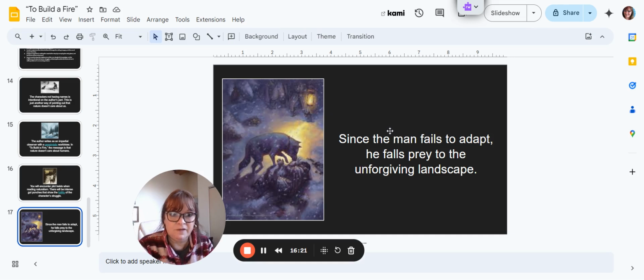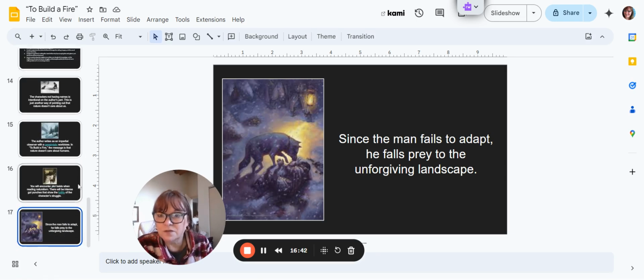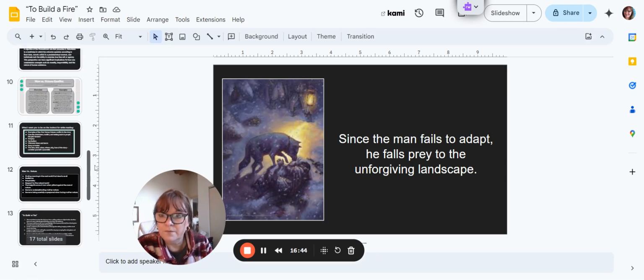And since the man fails to adapt, he falls prey to the unforgiving landscapes. I don't want to give any spoilers, but when you're going to read stories that are in the naturalist vein, you can just expect that there's going to be some doom and gloom and some grim endings. And yes, grim ending is right. All right, so those are things that I want you to be on the lookout for.